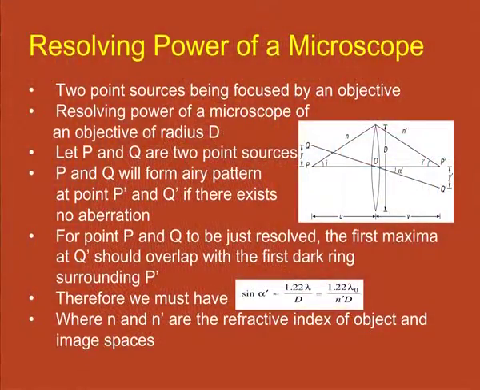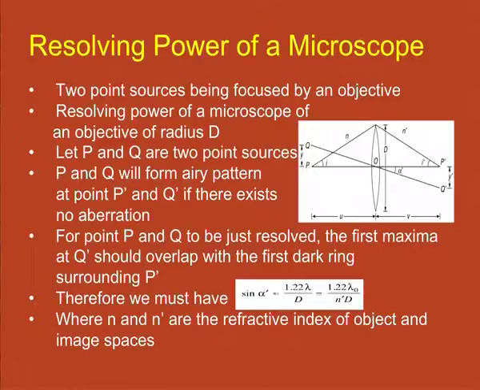Two point sources are being focused by an objective, and the resolving power of a microscope with an objective of diameter d is the point of interest. Let P and Q be two point sources as shown in the figure. P and Q will form Airy patterns at points P prime and Q prime if there is no aberration due to the lens. For P and Q to be just resolved, the first maximum at Q prime should overlap with the first dark ring surrounding P prime.